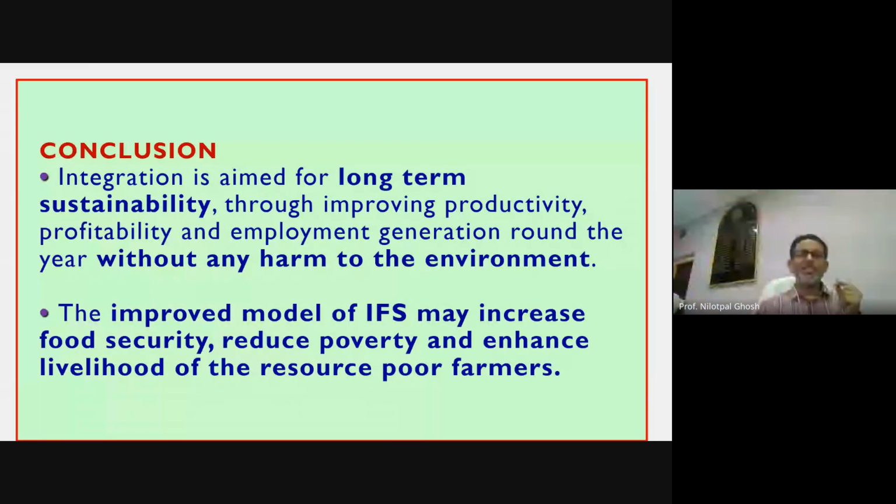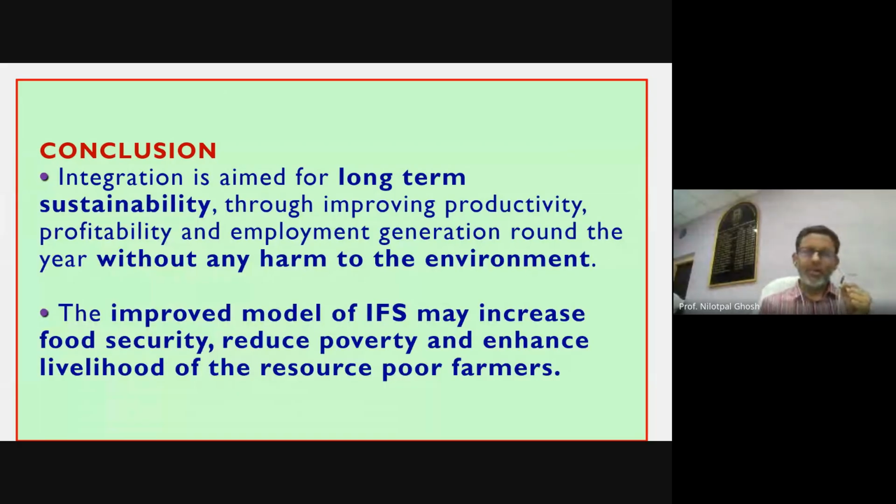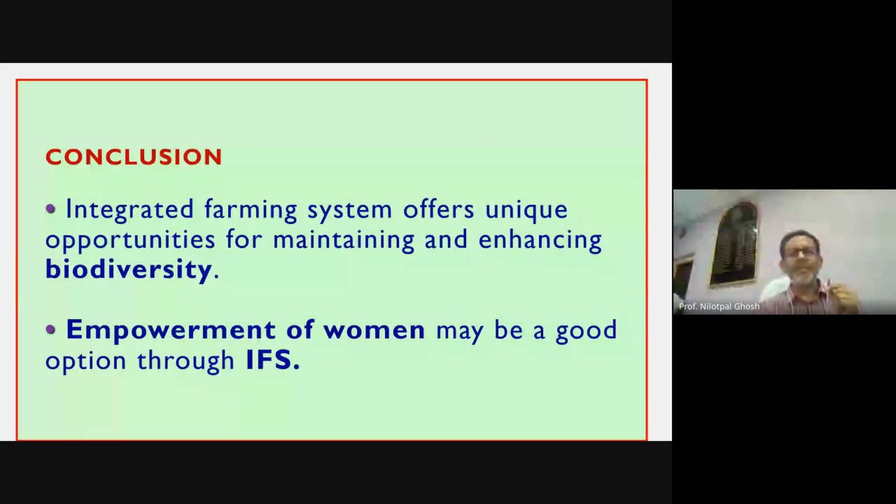And the improved model of IFS may increase food security, it may reduce poverty and enhance the livelihood of resource-poor farmers. So our target should be to frame the model of IFS based on livestock, and it will vary from one part of the country to the other based on resource availability and the knowledge of the farmers. And the integrated farming system offers enhanced biodiversity, and employment for women is also guaranteed through the research.